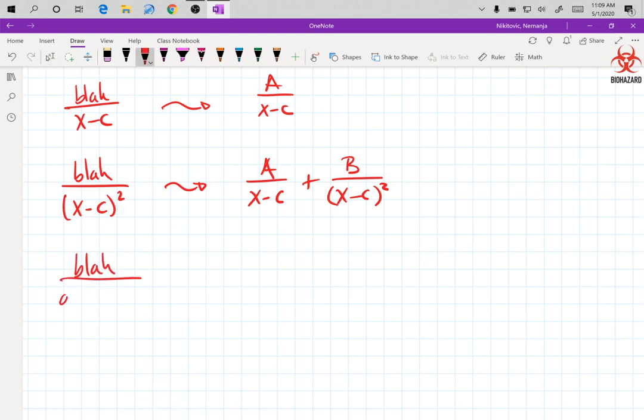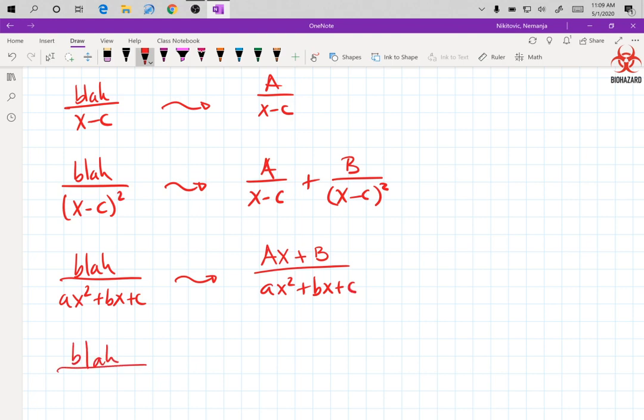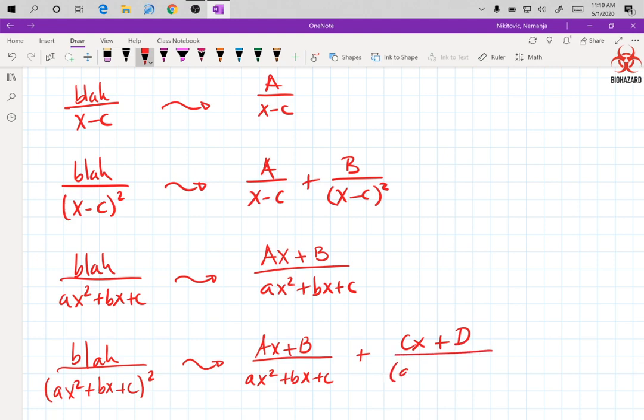Then we have irreducible quadratic. So you can't factor this one, right? If you can factor it, then you would get two linears, and then you can use the first or the second one. But since this one is irreducible quadratic, that's going to be ax plus b divided by ax squared plus bx plus c. And finally, repeated irreducible quadratic, which would give us this. As you can see, it follows the same recipe as the repeated linear: you repeat the same numerator with different constants, obviously, and then the denominator, oops, there's supposed to be a square there. All right, so this is what you're supposed to know from Calc 2.